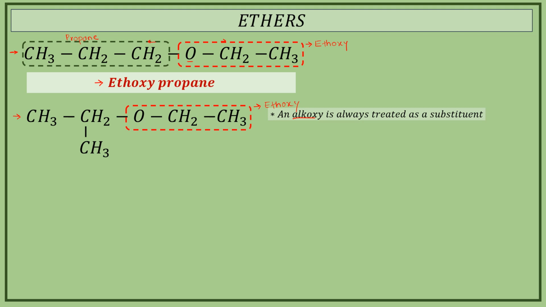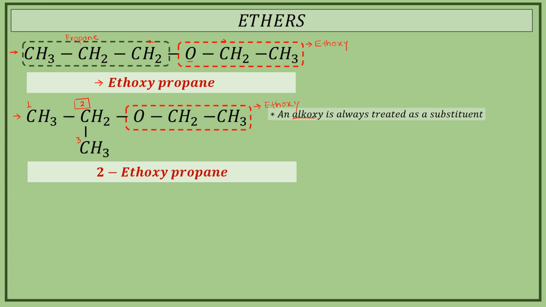So we will have to number it from that direction which gives it a lower position. In this example, numbering either way will give it a position of 2. So the final IUPAC name of this ether will be 2-ethoxypropane. We have an ethoxy group on the second position of a propane. So henceforth we will use these two sets of rules for naming ethers.